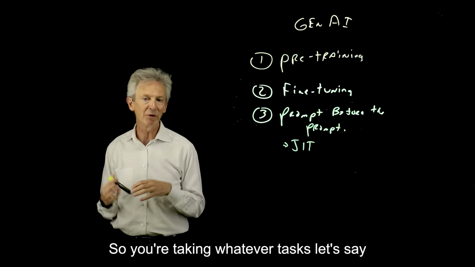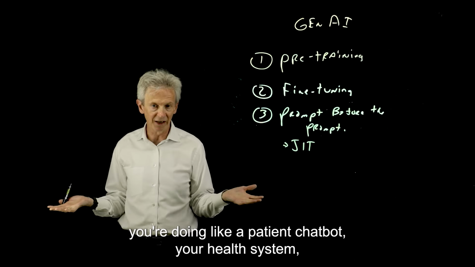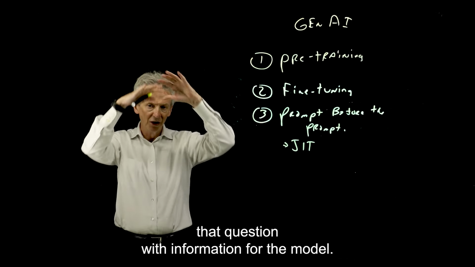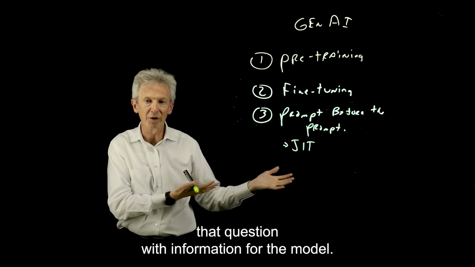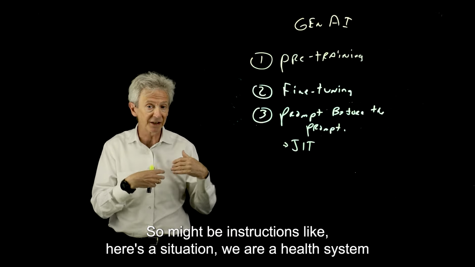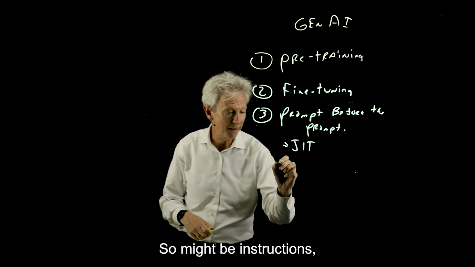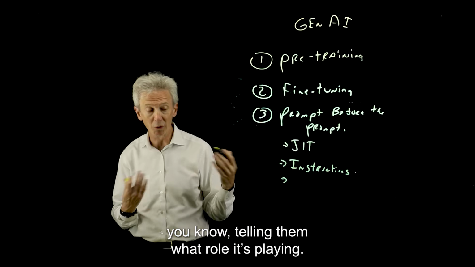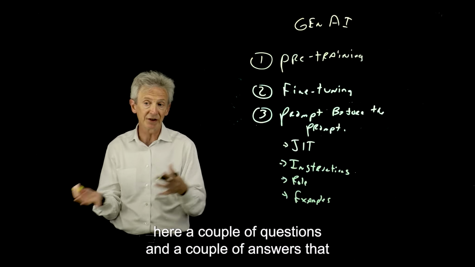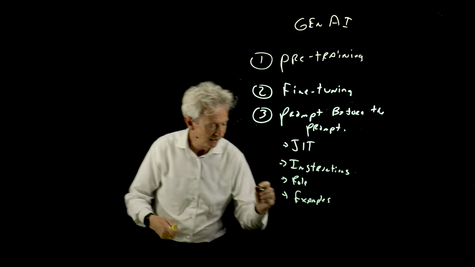So you're taking whatever task, let's say you're doing a patient chatbot, you're a health system, you take the patient's question, and then you're supplementing that question with information for the model. So it might be instructions like, here's the situation, we're a health system, you're helping a contact center specialist answer patient questions. So it might be instructions telling the model what role it's playing. It might be examples. Okay, so I want you to respond. Here are a couple questions and a couple answers that you could use as guidance, as examples.